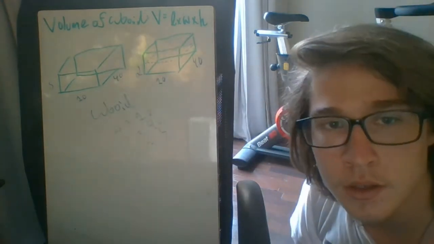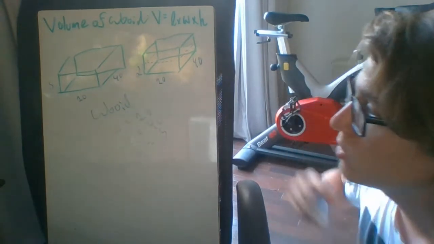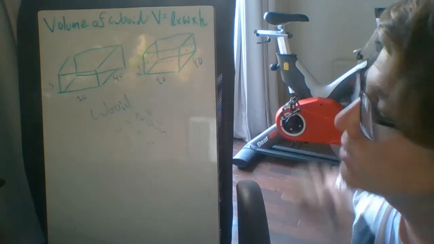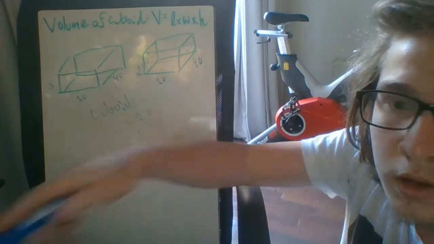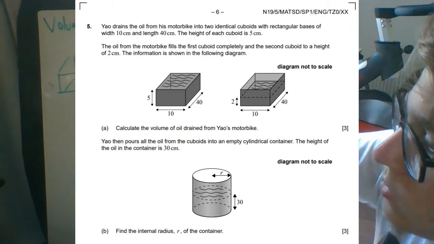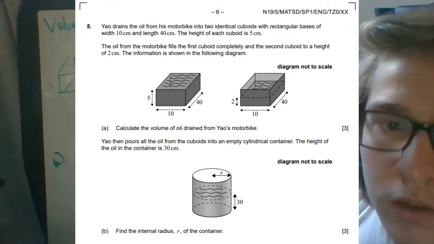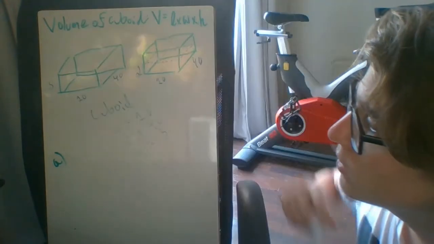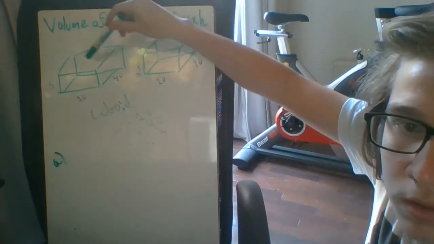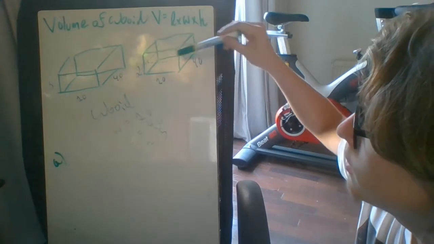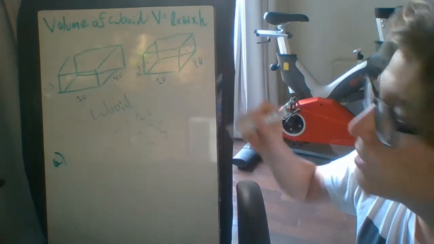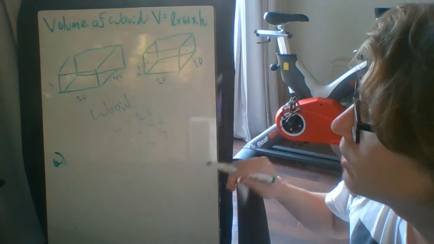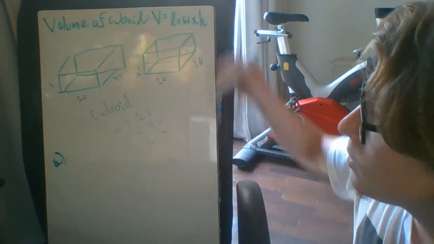They tell us that the oil from the motorbike fills the first cuboid completely, which is right here, and the second one only to a height of 2 centimeters, which is right here. For part A, it asks us to calculate the volume of oil drained from Yao's motorbike. So we have to add the volume of this whole cuboid and the volume of the cuboid that only reaches this height right here of 2.